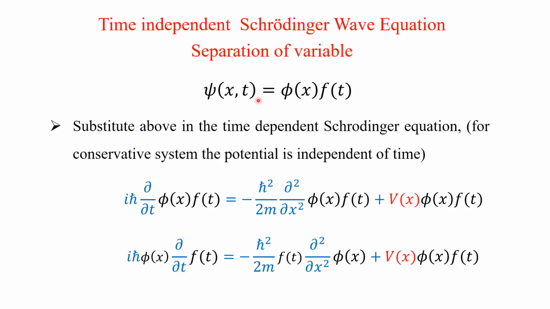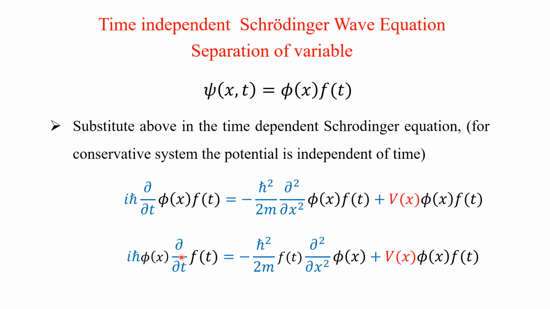Substitute the above equation in the time-dependent Schrodinger equation, and for a conservative system, the potential is independent of time. So I have written this as V(x). There is no t dependence. The reason I have already explained. So I replaced psi with psi f. Now you can take this psi in front of the derivative because it depends only on x.